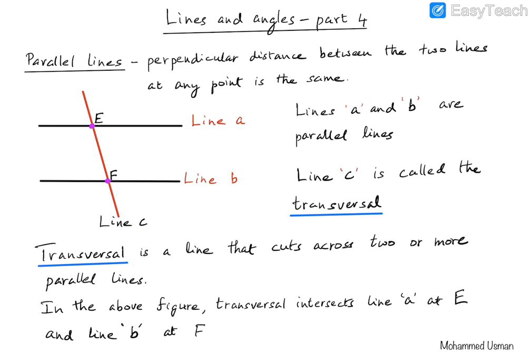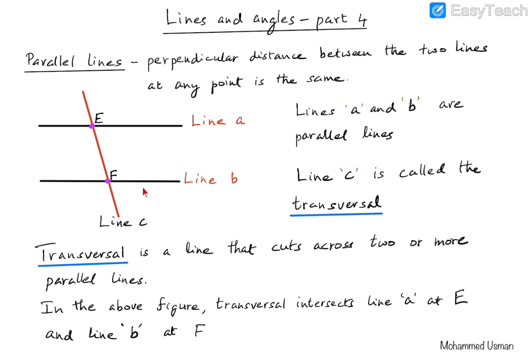Okay, so first of all, what are parallel lines? Parallel lines are those lines which have the same perpendicular distance between them measured at any point. So if you measure the distance between this line A and the line B at any point perpendicularly, the distance will be the same irrespective of whether we measure it here or here or here. So lines are said to be parallel if the perpendicular distance between them is the same at any point.